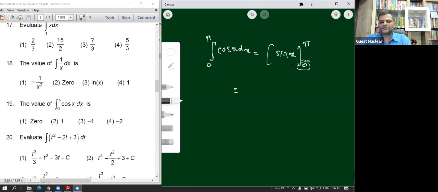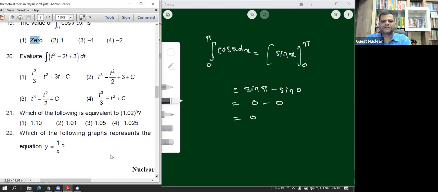And if we carry out it from 0 to pi, then we'll have to put pi here first and then 0 here instead of x here. So that we get this as sin pi minus sin 0, and sin pi is already 0. So 0 minus sin 0 is again 0. So 0 minus 0 is 0, which is going to be there in this option number 1. Okay. The next one, question number 20.